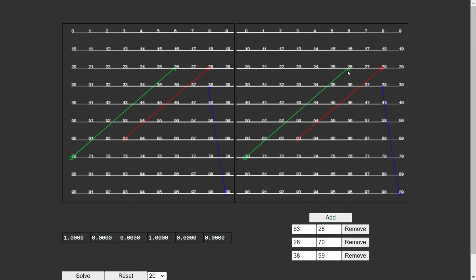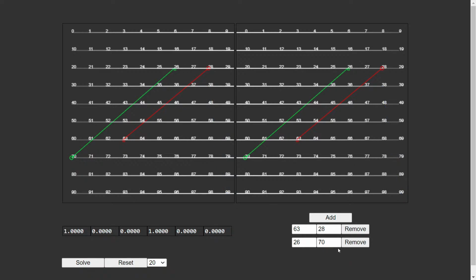So let's take the blue, what is this? Green and red. So that's 63 to 28 and 20 to 70. Okay, so it can obviously fit this blue training point. I'm gonna remove the blue training point. Wow, it worked correctly that time. And then we're gonna do a bunch of solves, and I think it'll give the same solution every time because it's starting from the same initial conditions. Yeah, it definitely will.